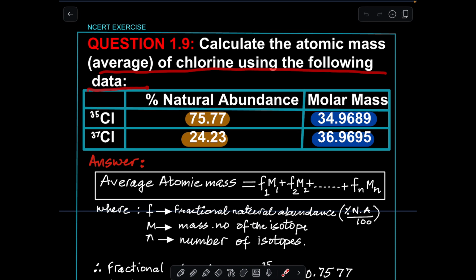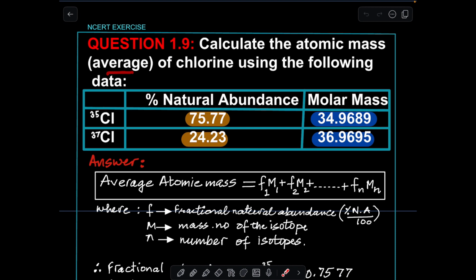So in the table they have given you two isotopes of chlorine, chlorine 35 and 37. Here 35 and 37 are the mass numbers of the isotopes, and in this column they have given you the percent natural abundance, and they have given you the molar masses of both isotopes. So we have to find out the average atomic mass.